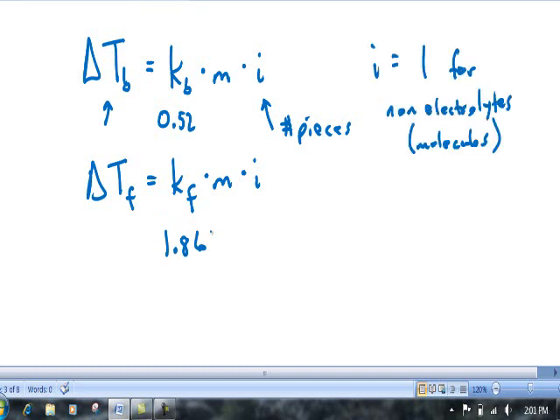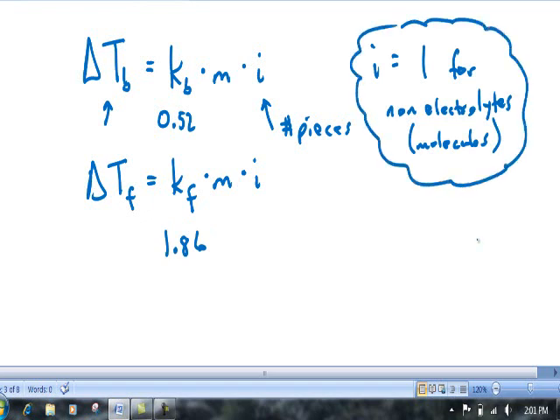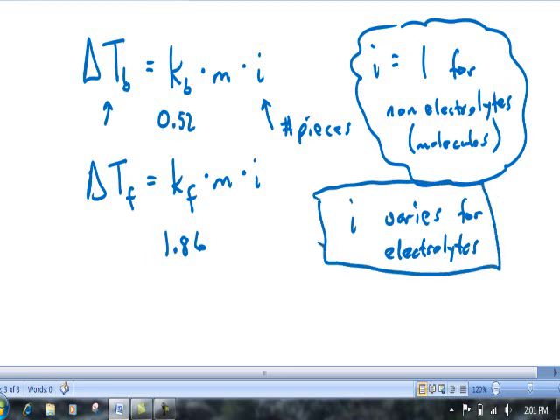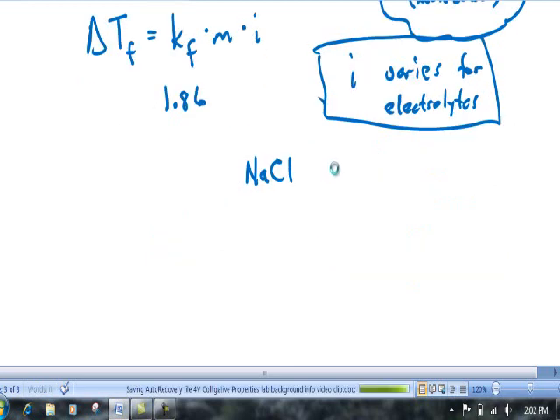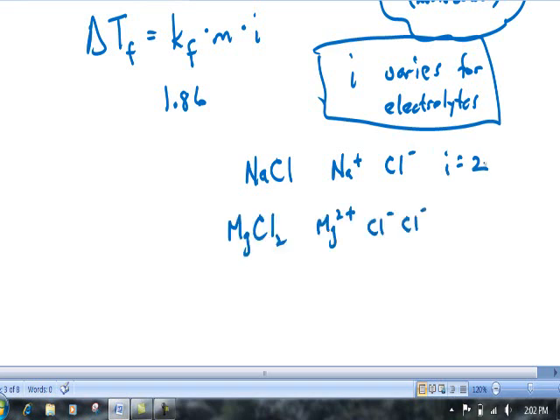Now the number of pieces is when the solute goes into the solvent and dissolves. For something that's a molecule, the i value is always going to be 1. This would be true for what we categorize as non-electrolytes. Now i will vary for things that we call electrolytes, because electrolytes being ionic, when they go into solution, can break into a different number of pieces. For example, NaCl will break into Na+ ions and Cl- ions, so i would be equal to 2. Something like magnesium chloride, on the other hand, will break into a magnesium 2+ and 2 chloride ions, so the value of i would be equal to 3. Something such as aluminum chloride, where aluminum is a 3+, this makes an aluminum ion and 3 chloride ions, so the value of i would be equal to 4.